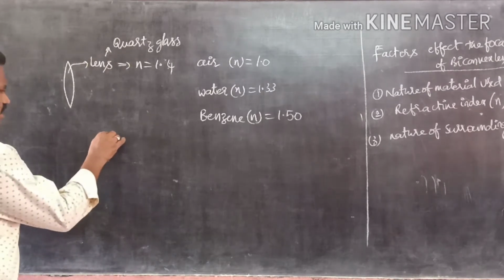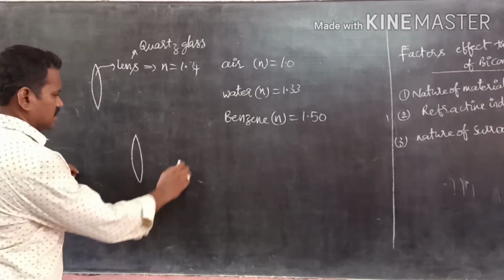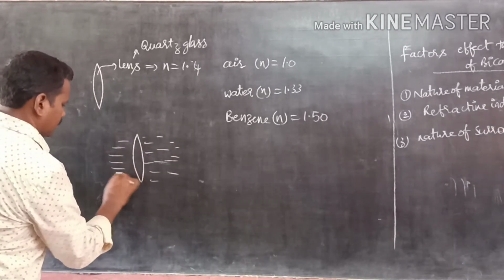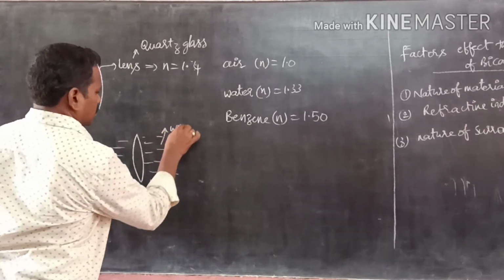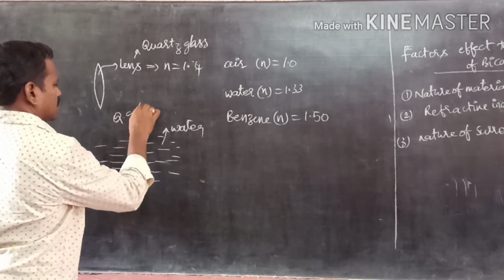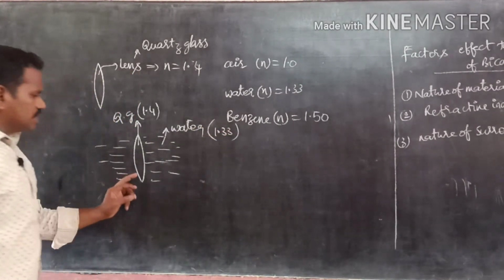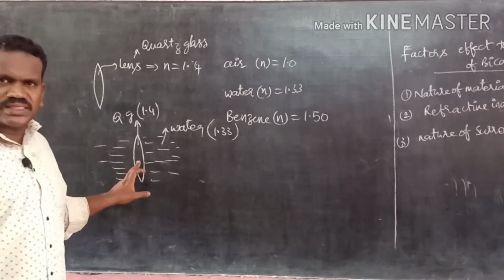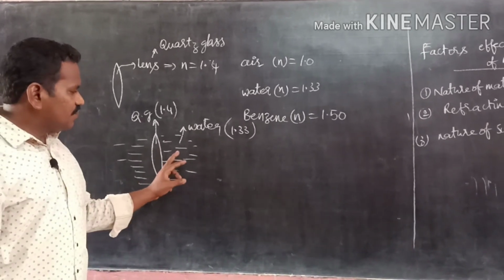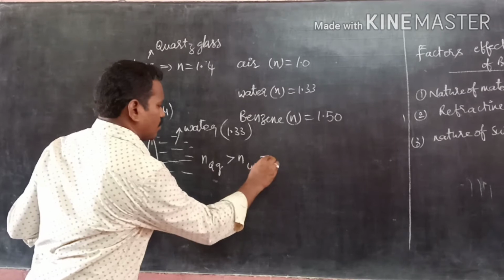Here, the lens is immersed in water, whose refractive index is 1.33. Now this is water and here is the lens, made up of quartz glass whose refractive index is 1.4. The refractive index of water is 1.33. Observe here, the refractive index of the given lens is greater than the refractive index of water. That means the refractive index of quartz glass is greater than the refractive index of water.